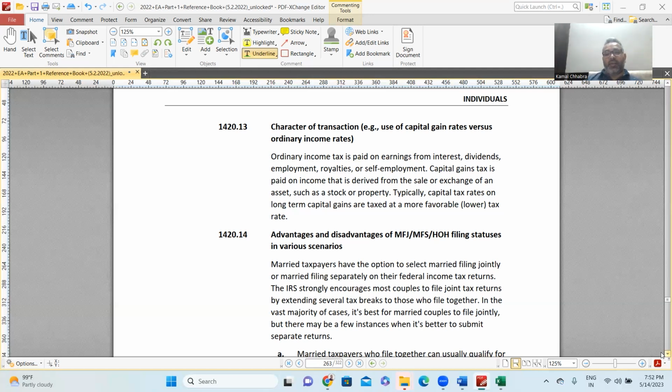Typically, long-term capital gains are taxed more favorably because they have a lower tax rate. So you need to appropriately identify the items which can be considered for the capital gain tax rate, and you should use the capital gain tax rate, as generally the capital gain tax rates are lower than the ordinary income tax rates.